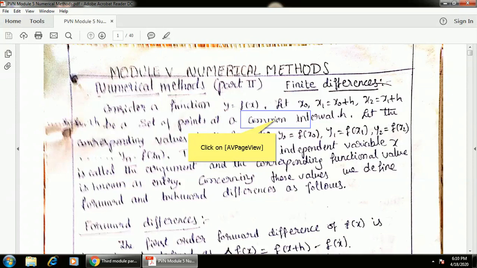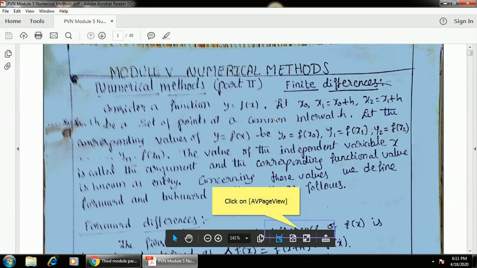Consider a function y is equal to f of x. It is a real valued function of a real variable x. Let x0, x1 is equal to x0 plus h, x2 is equal to x1 plus h, x3 is equal to x2 plus h, xn is equal to xn minus 1 plus h, be a set of points at a common interval h. And the corresponding values of the function are y0 is equal to f of x0, y1 is equal to f of x1, y2 is equal to f of x2, yn is equal to f of xn.